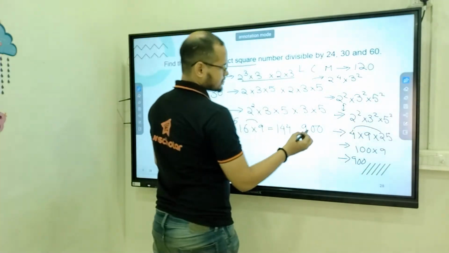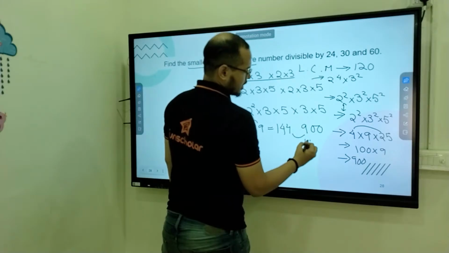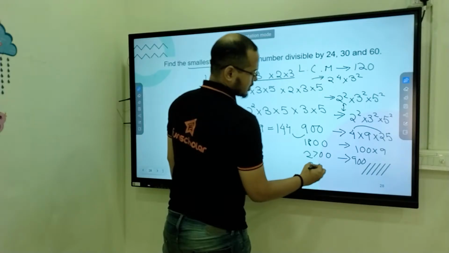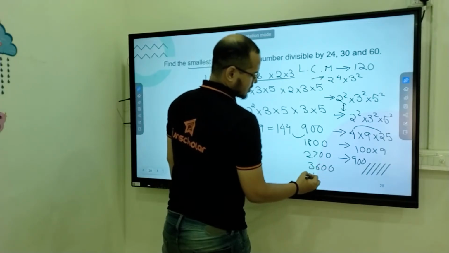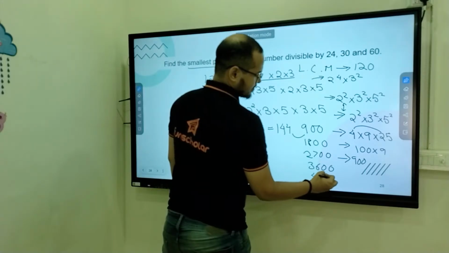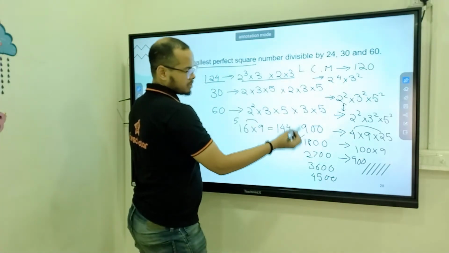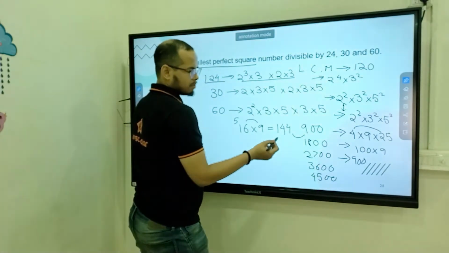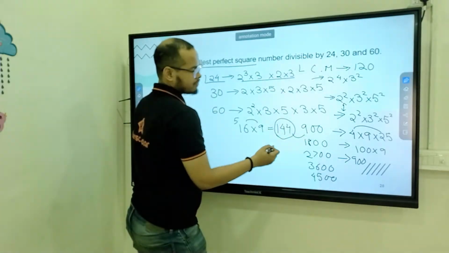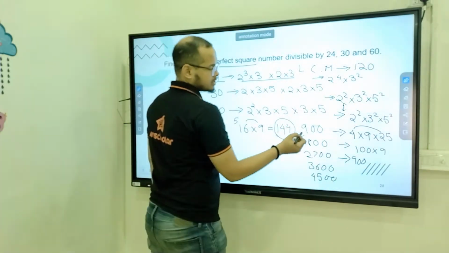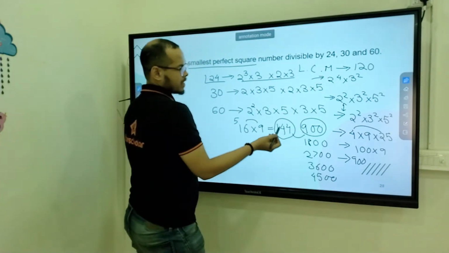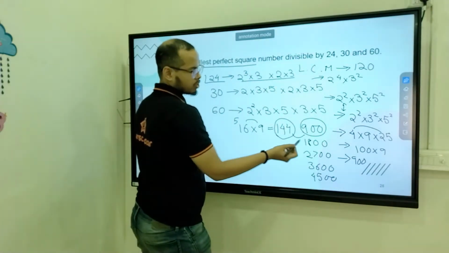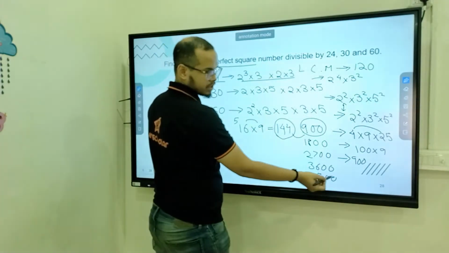Let's see. The multiples of 900 are 1800, 2700, 3600, then comes 4500. Now, can you tell me a number which will be a multiple of both 144 and 900? As you can see, 144 is a perfect square and 900 is also a perfect square. Among all the multiples present, which is a perfect square? Is 4500 a perfect square?